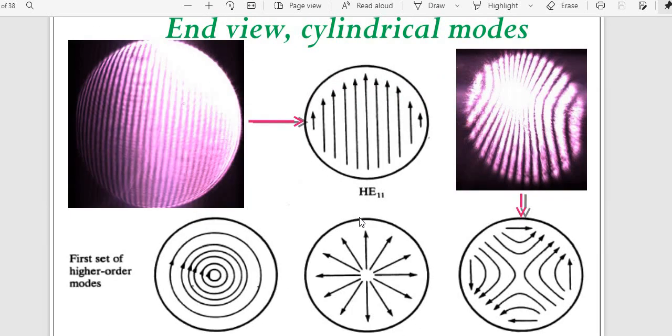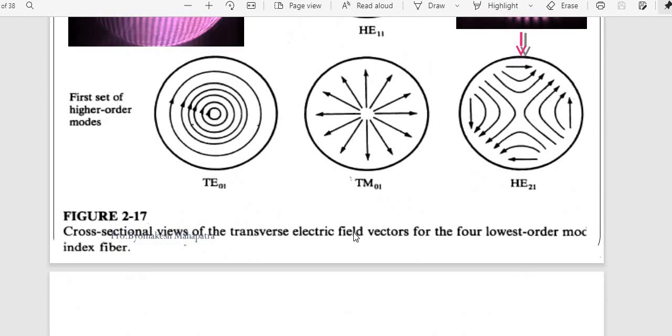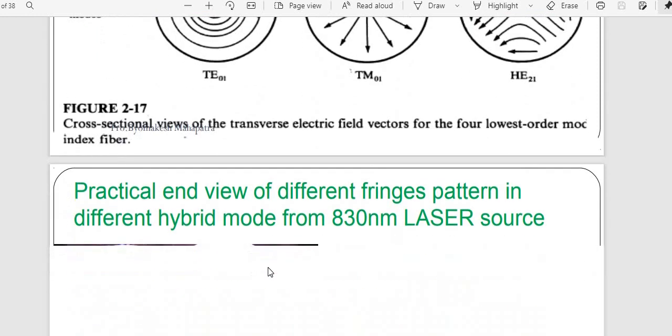Next, we have seen end view of cylindrical modes. Whatever modes you have learned, TE01, TM01, HE. What does HE stand for? Hybrid. In HE, the TE component should be more than the TM component, right? So this is your HE. HE11, HE21: these are the patterns you need to know. This is our cross section view.